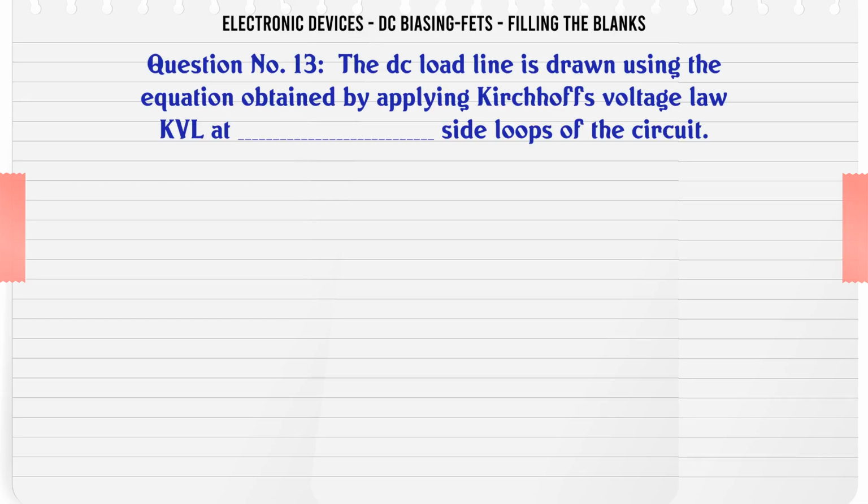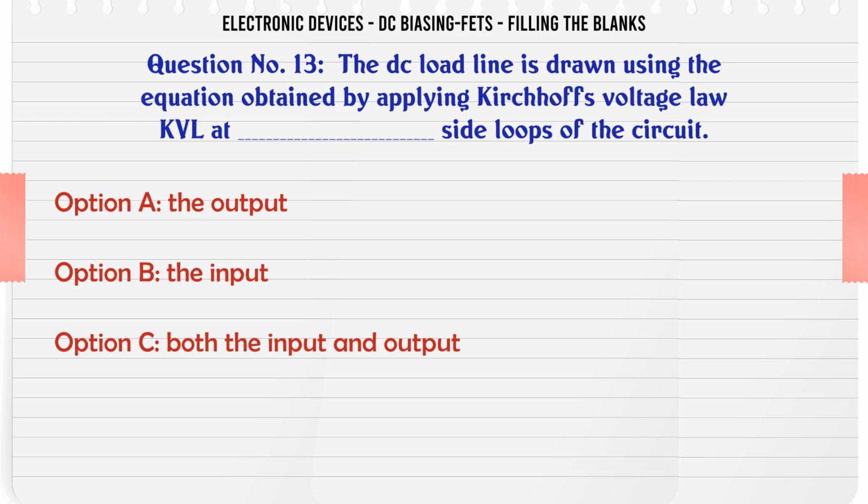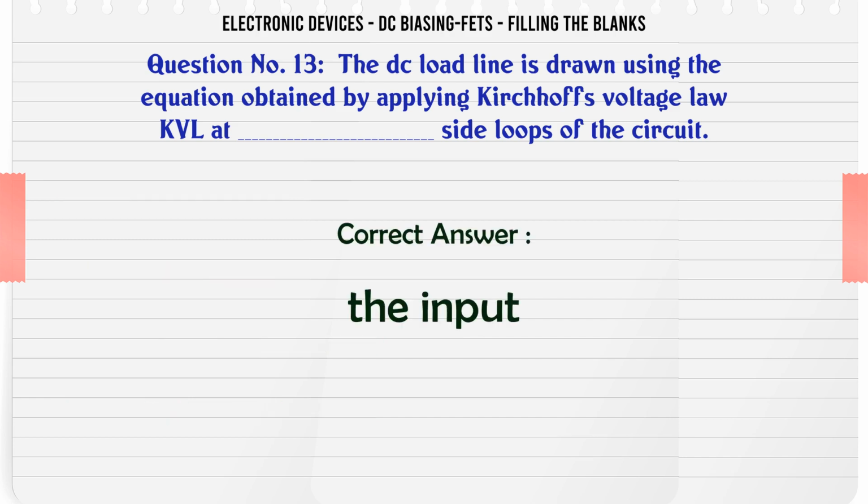The DC load line is drawn using the equation obtained by applying Kirchhoff's voltage law, KVL, at side loops of the circuit. A. The output. B. The input. C. Both the input and output. D. None of the above. The correct answer is the input.